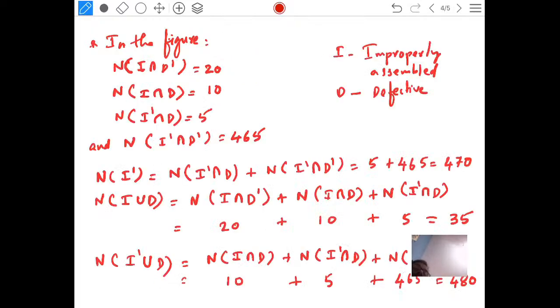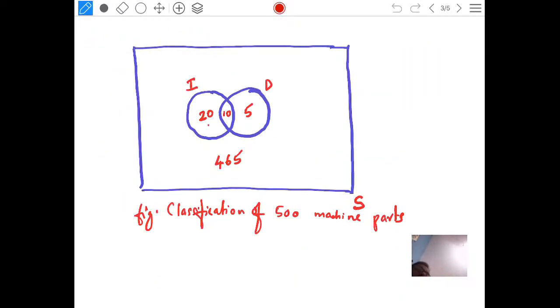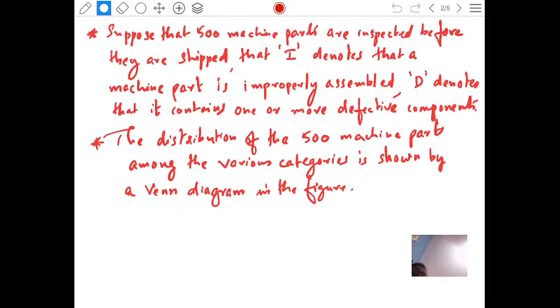From the Venn diagram we can understand. So the number of machine parts which are defective, directly we can see, is 5 here and as well as here also, this particular part. So that is 10 plus 5 equal to 15. How can we show this? We can show this by the given sets. Already the given sets are here.